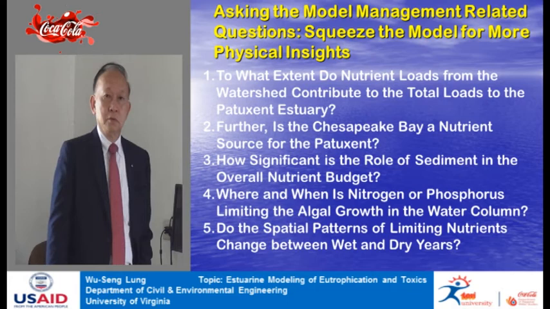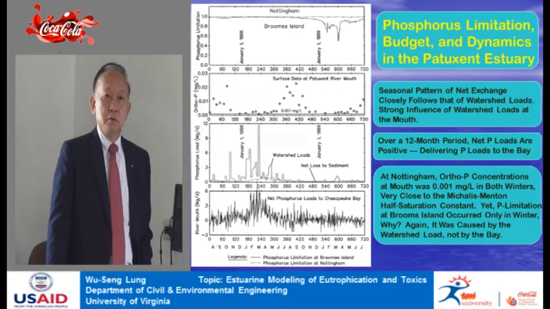How significant is the role of sediment in the overall nutrient budget? Where and when is nitrogen or phosphate limiting the algal growth? Do the spatial patterns of limiting nutrients change between wet and dry years? So these are the next level of questions. Now we have a calibrated and validated model. We can ask the model. To summarize, this is a little complicated, but it's extremely interesting and important. We call it an interplay of model results and the data.